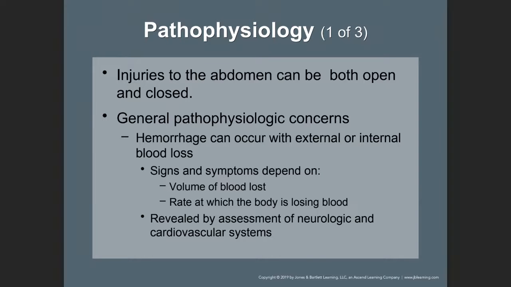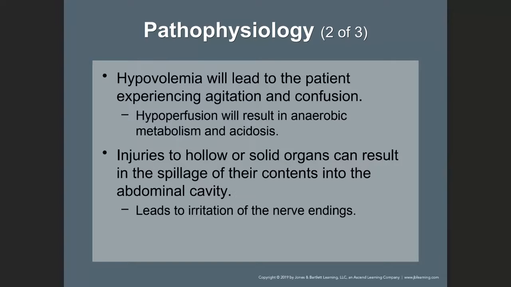The reproductive system controls the reproductive process. Now let's look at the pathophysiology. Injuries to the abdomen can be both open and closed. General pathophysiologic concerns: hemorrhage can occur with external or internal blood loss. The signs and symptoms depend on the volume of blood loss and the rate at which the body is losing blood, revealed by assessment of the neurologic and cardiovascular systems. Hypovolemia will lead to the patient experiencing agitation and confusion. Hypoperfusion will result in anaerobic metabolism and acidosis.